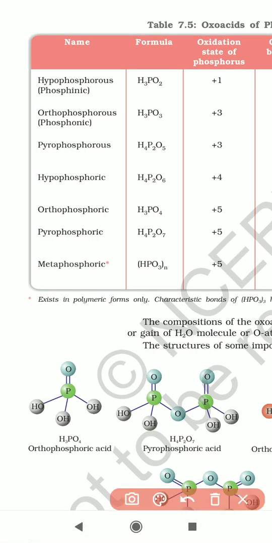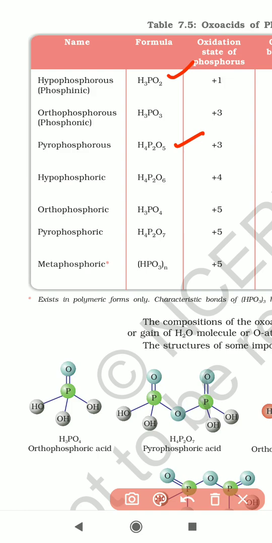The first one is H3PO2. H3PO2 is called phosphinic acid, or you can say hypophosphorus acid. The next one is H3PO3, orthophosphorus acid, or we can call it phosphonic acid. The third one is H4P2O5, called pyrophosphorus acid.